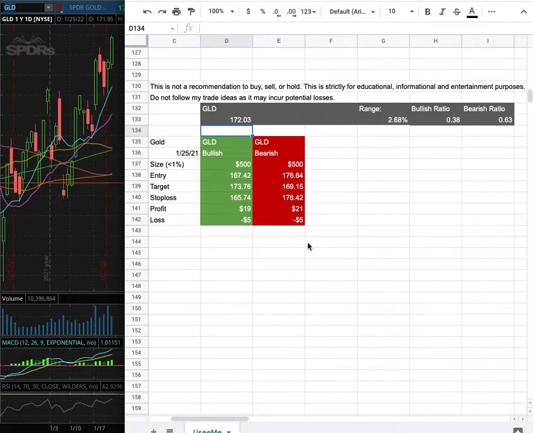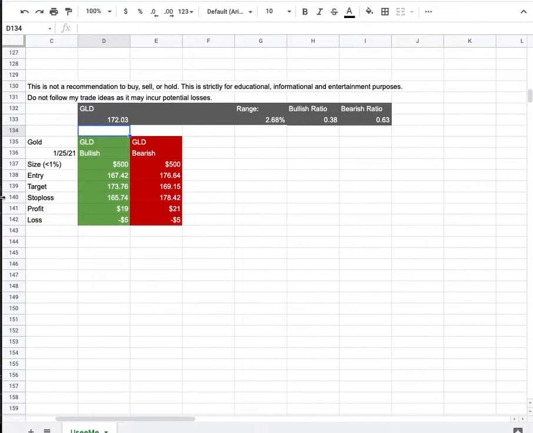However, if I were to open a short position, my entry is at $176.64. My sell target is at $169.15. And my stop loss is at $178.42. So whichever entry price were to hit first, that'll be my position of the week.